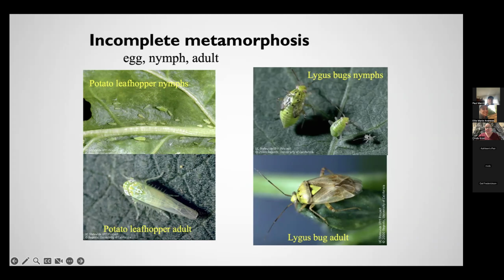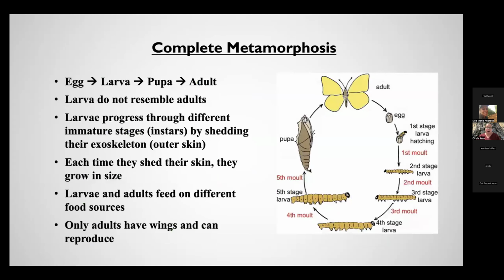Lygus bug nymphs. This is the first nymph, then it progresses. As they get closer to becoming an adult, they start to grow these wing pads. This is the precursor to what the wings will be. So when this molts, eventually it will molt into an adult with full wings. Again, you can see how the immature looks similar to the adults in incomplete metamorphosis in both situations. Not exactly, but similar, and they do feed side by side on the same crop.